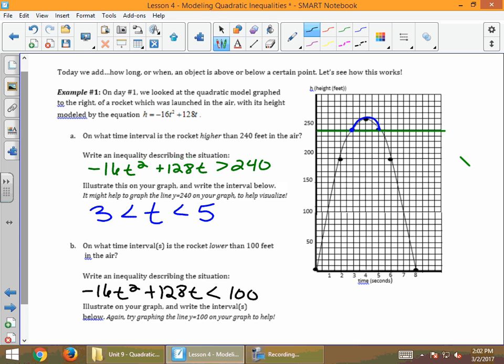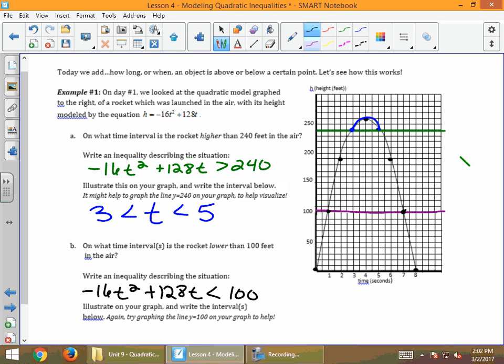Well, just like we did on the other one, I think it's super helpful if you illustrate that on your line. So you're going to go to where it's 100 and draw a straight line across. And you're looking where that graph intersects that line you drew. So we're looking where the graph intersects that purple line.